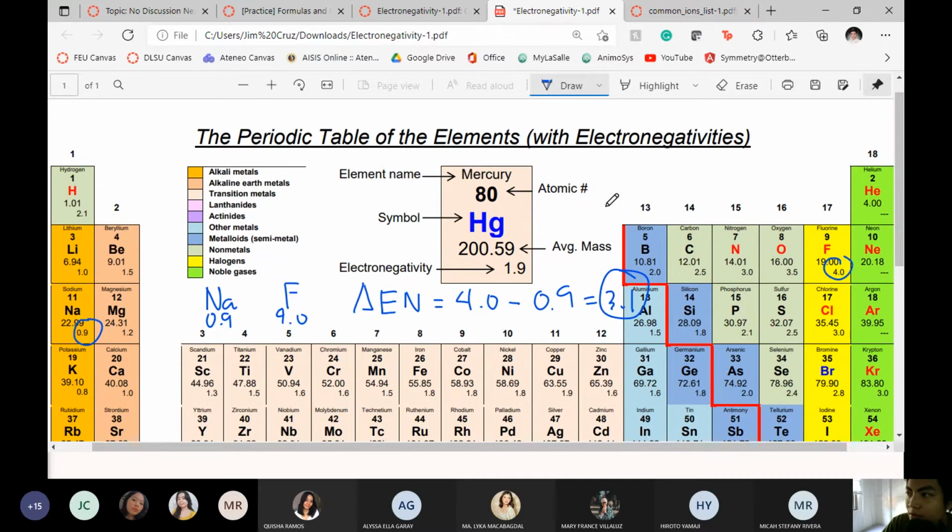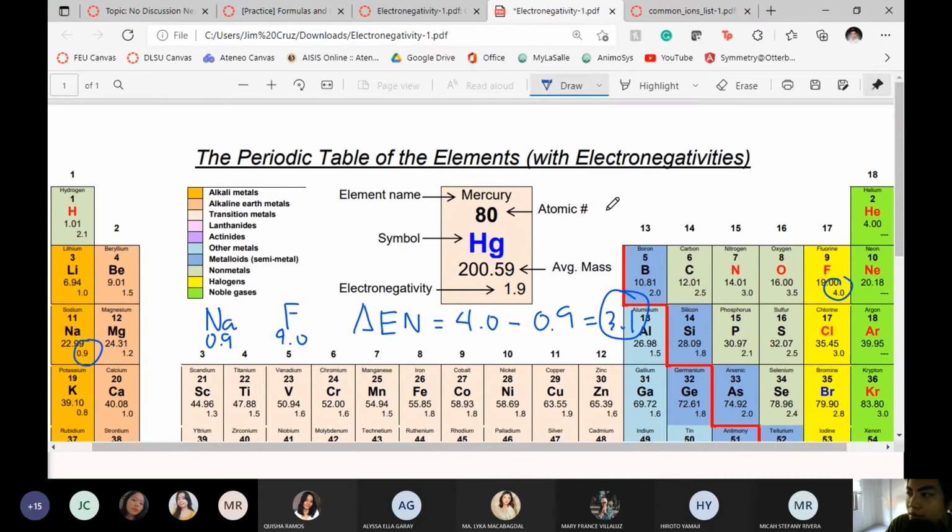So what's the threshold? We have a threshold actually. If your electronegativity difference is greater than 1.8, then that means you have an ionic bond. For example, sodium and fluorine, the electronegativity difference is 3.1, so we have an ionic compound.